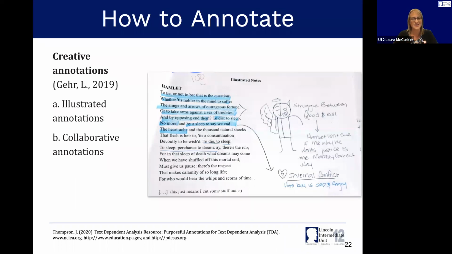Any questions or comments on creative annotations? If you're looking at the slide deck, you'll notice that every single slide underneath has additional information. So if something looks really interesting to you, go ahead and read more about it in the speaker notes below.